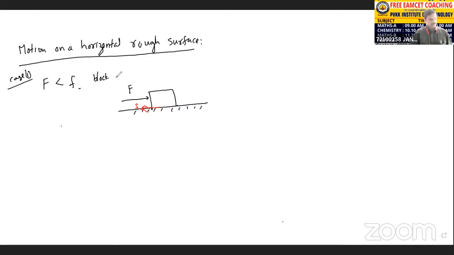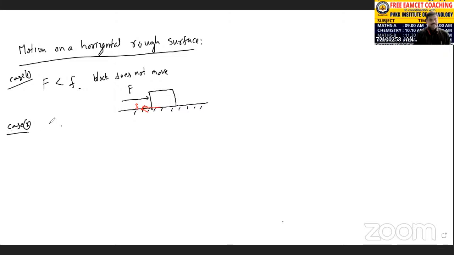The block does not move. Why does it not move? Because the external force is less than the frictional force. The body does not move, so this friction is called static friction. The body stays in the rest position.